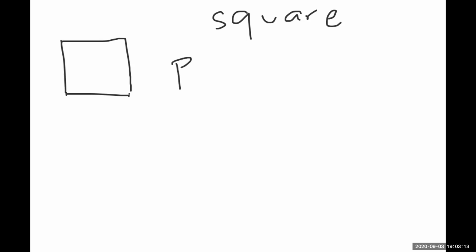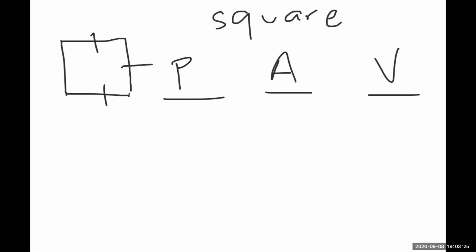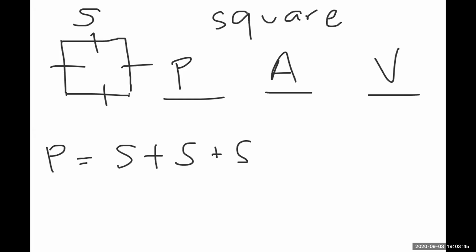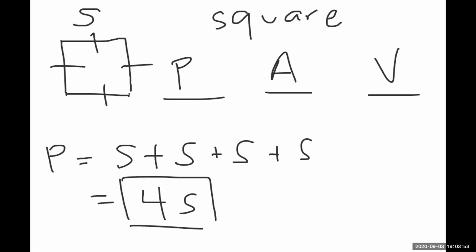Okay. Again, we have perimeter, area, volume. A square has all equal sides. So when I do this, that means all 4 sides are equal. Okay. So if I label a side as S, just for an example, the perimeter equals S plus S plus S plus S equals 4S. Okay, so perimeter is 4 times a side.